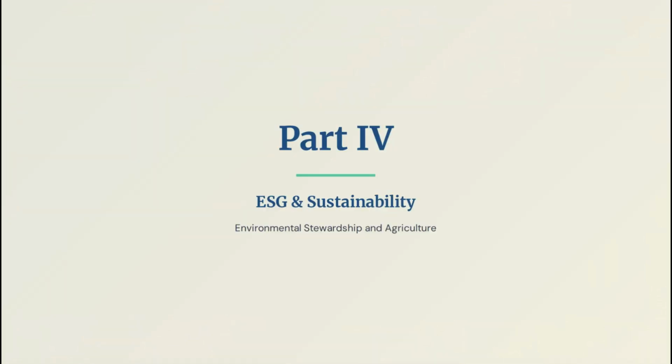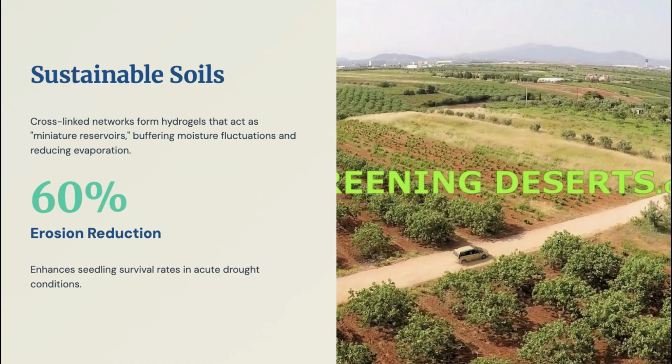Finally, let's look at environmental, social, and governance criteria through sustainable agriculture. Cross-linked polyacrylamide networks form advanced hydrogels capable of soaking up and retaining massive volumes of water, often reaching hundreds of times their dry weight before slowly releasing it as the surrounding soil dries out.